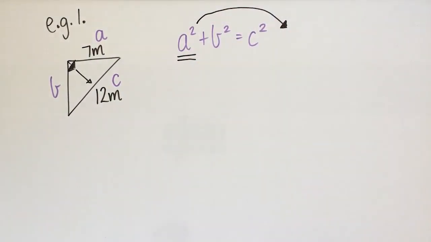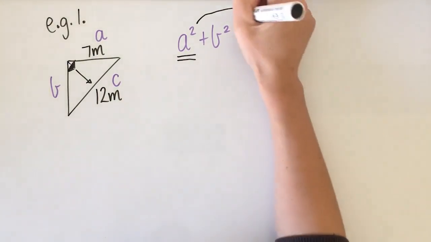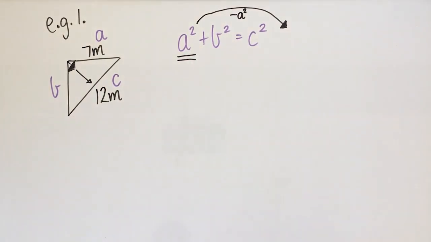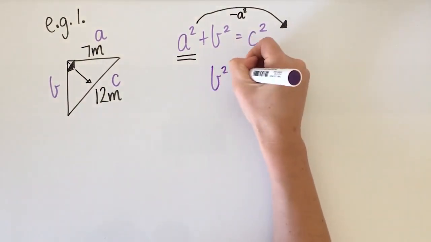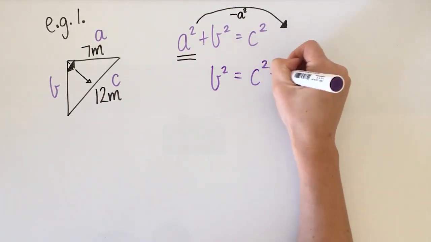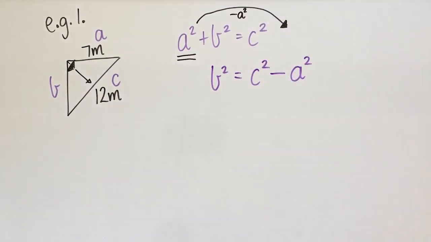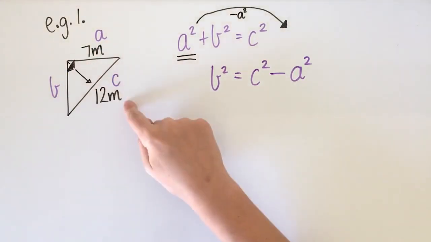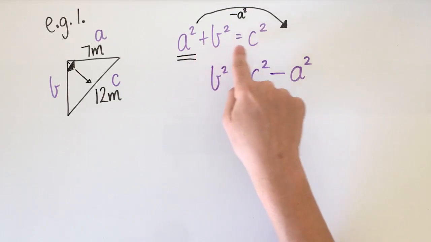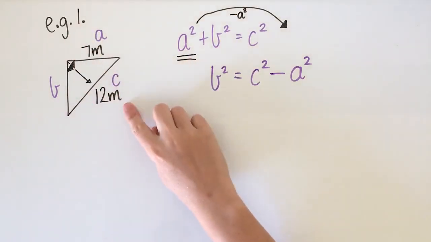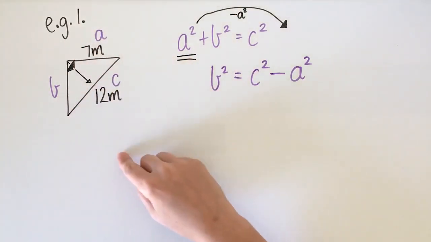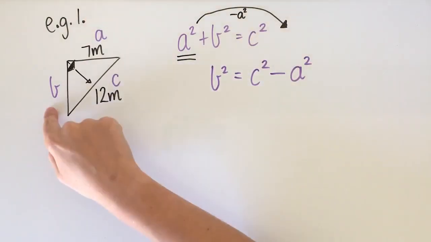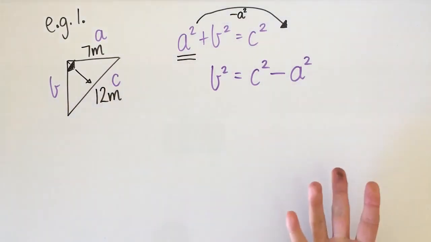So the key word in that sentence was take away. So we're going to take away A squared and pop it over here. So what we'll end up with is B squared equals C squared take away A squared, okay? We knew that when A and B combine together, we get C. To get one of the ones that's missing, we need to get the big side and take off a small side to see what's left over, essentially is what we're doing.